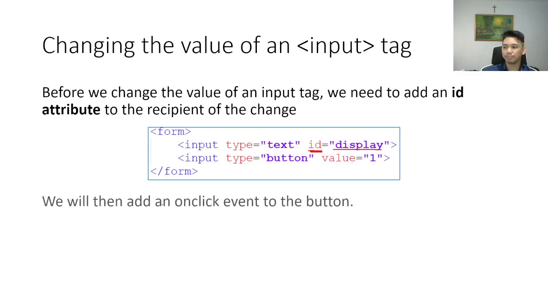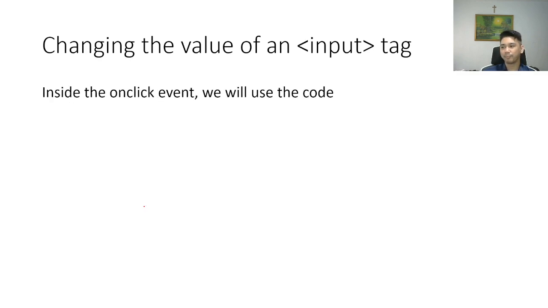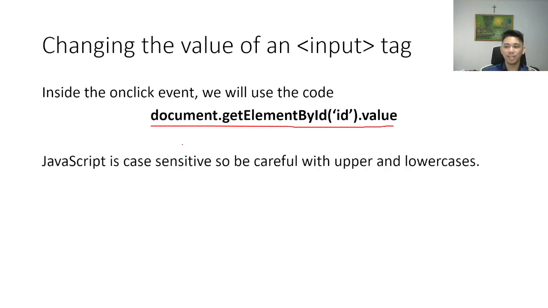Now, what will be the code to change any ID? We will use this code, document.getElementById, and then we will provide the ID followed by .value. I know it's very, very long, but you have no choice but to memorize the code plus which is uppercase and lowercase. Since JavaScript is very, very case sensitive, you need to be very careful which is upper and lowercase.